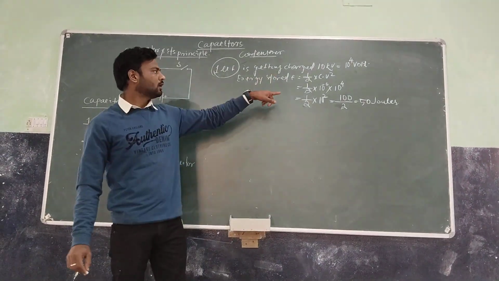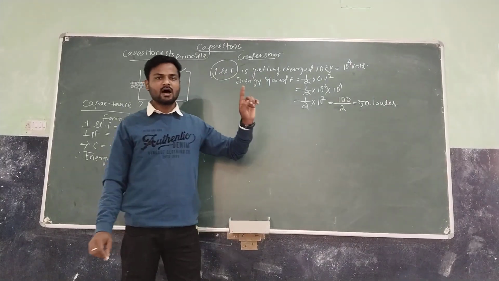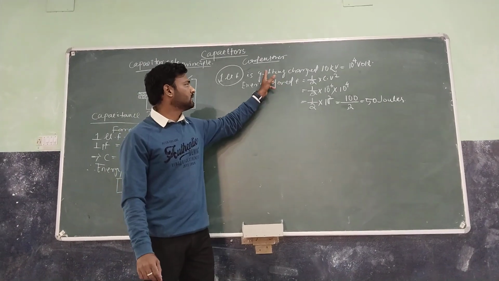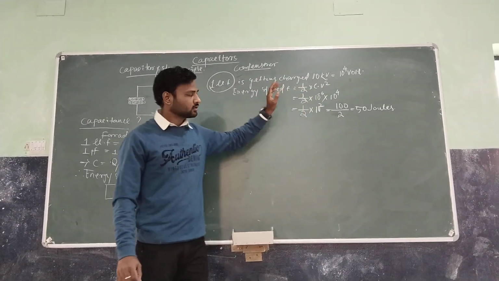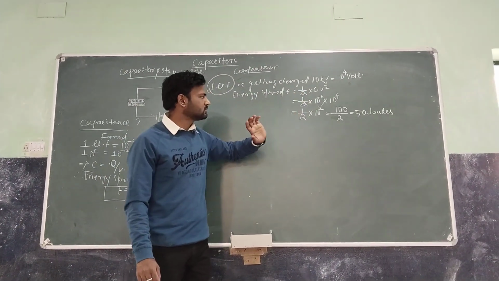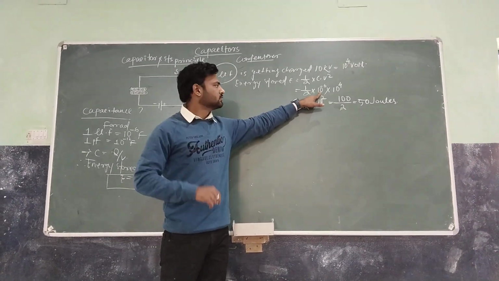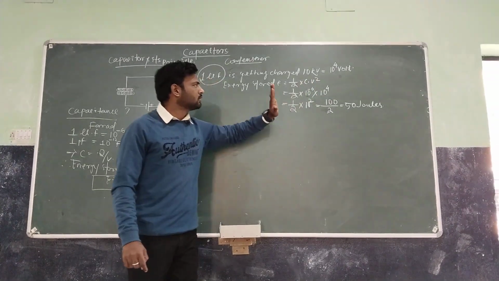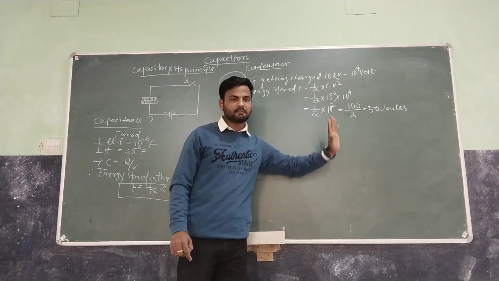So what will be the energy stored? That is 50 joules. In a 1 microfarad capacitor, the question said it is getting charged at 10 kilovolt, equal to 10 to the power 4 volt, or 10,000 volt. So energy stored E equals 1 by 2 into CV square: 1 by 2 into 10 to the power minus 6 farad into 10 to the power 4, the voltage. So here is the answer: 50 joules.